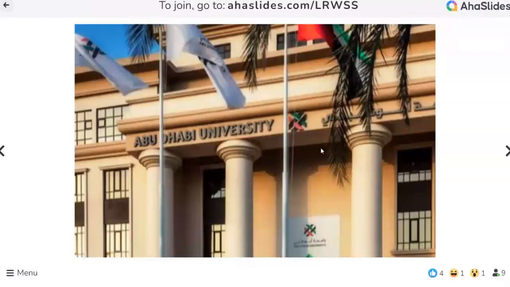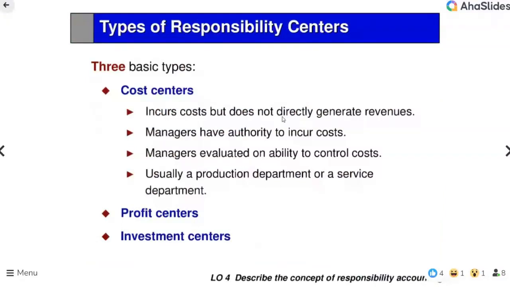So you see, when we go back to cost center, it incurs cost but does not generate revenue. Usually a production department or a service department. Maintenance would be one. Security would be another area of responsibility. There's a manager for facilities management and security. That manager is responsible for controlling the costs in that area, security costs and so on. So those would be cost centers.